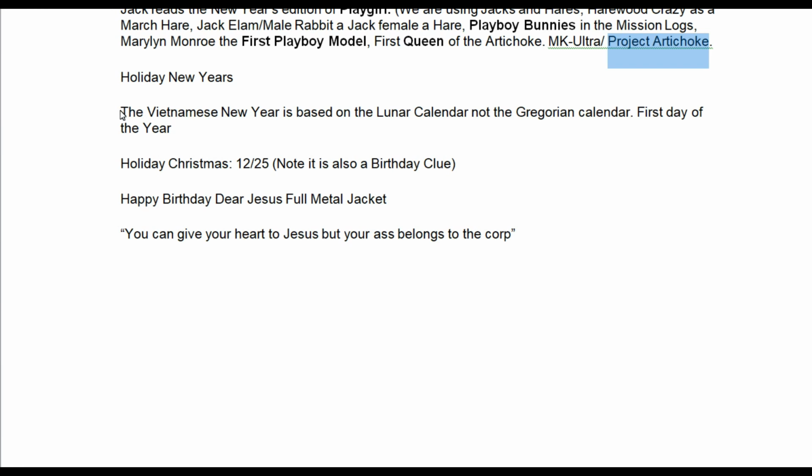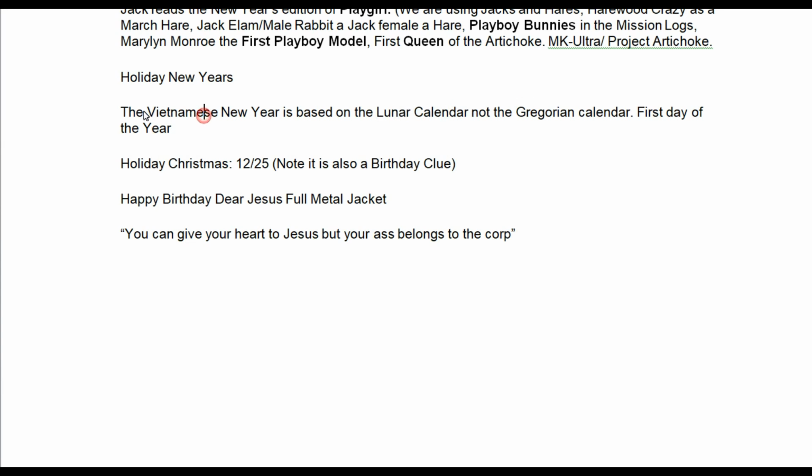In Full Metal Jacket, they are talking about the Vietnamese New Year. Well, the Vietnamese New Year is based on the lunar calendar, not the Gregorian calendar. Now, if we went back to the top, we would see the beginning of this puzzle begins with the Gregorian and the Julian calendar, just like Julian Lenin.